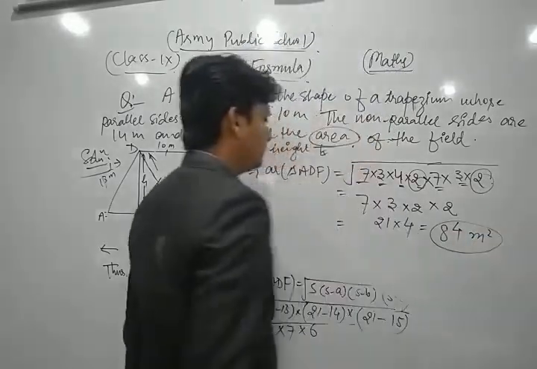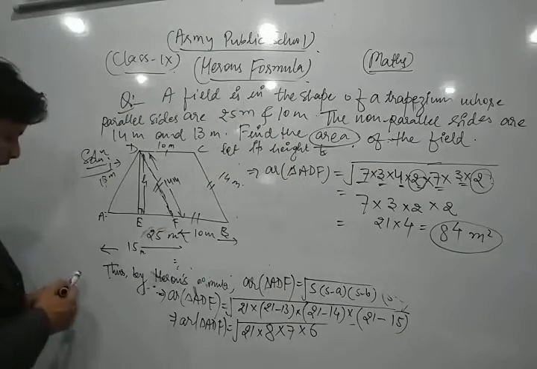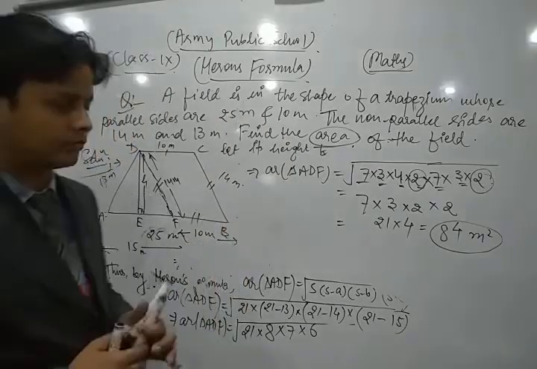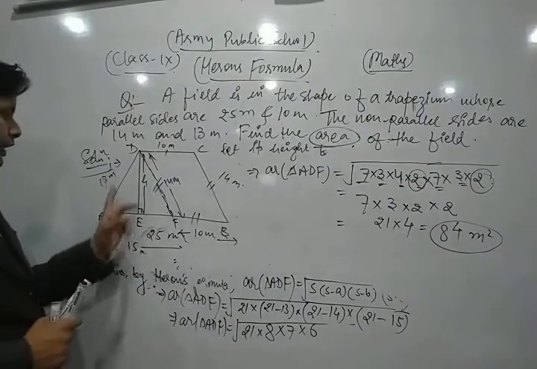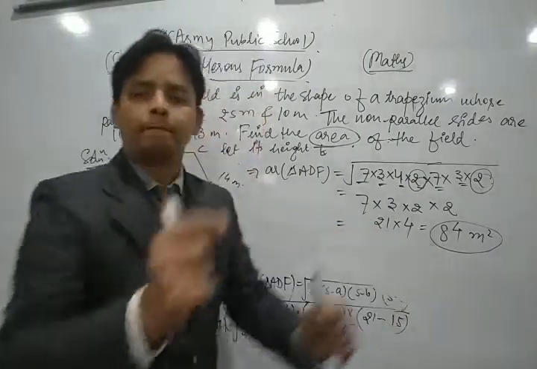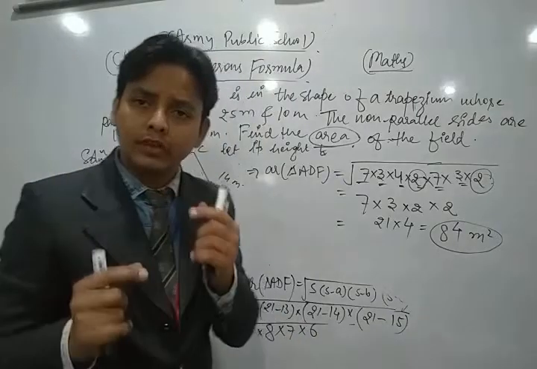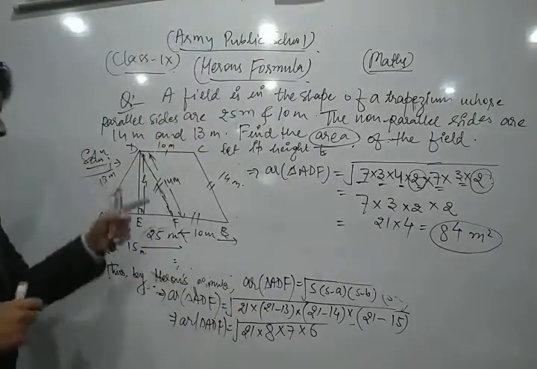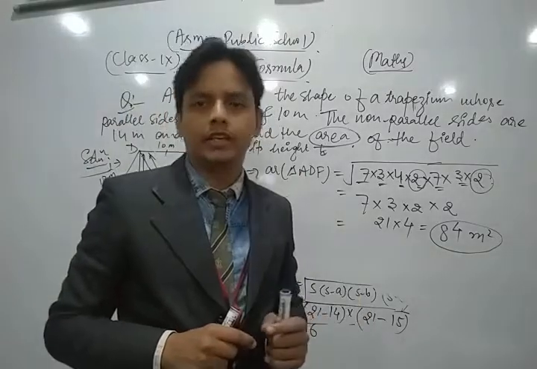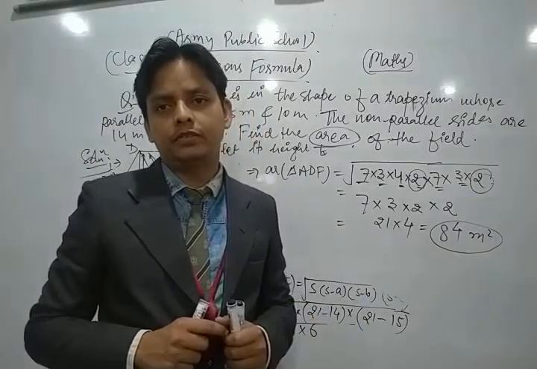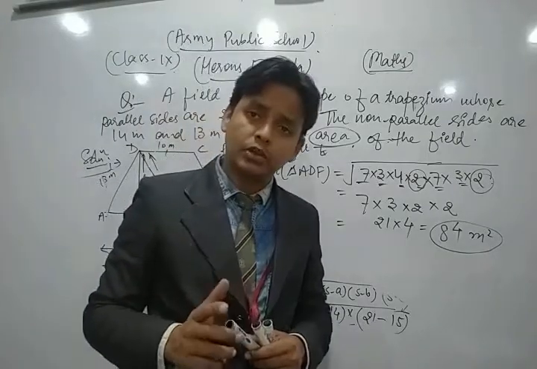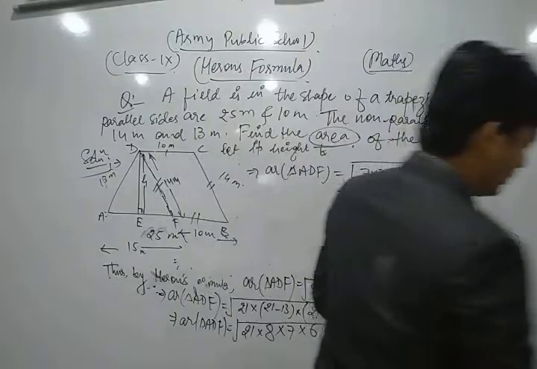So in this way, dear students, first of all we find the area of triangle ADF, which is 84. Now, after finding the area of triangle ADF, we again use the formula for the area of a triangle, which is 1/2 base into height, because we need to find its height. So let's see.